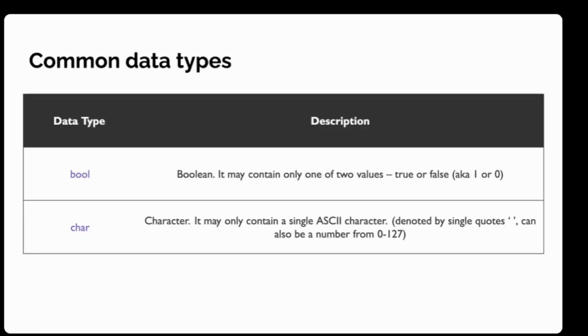So first two, bool. Very simple, just boolean. It's just true or false. And one more thing to note: compared to Python, the C++ true is all lowercase. Python is capital T, right? This one's just lowercase, so beware of that. And char is character, which is just one letter. It may only contain a single character.